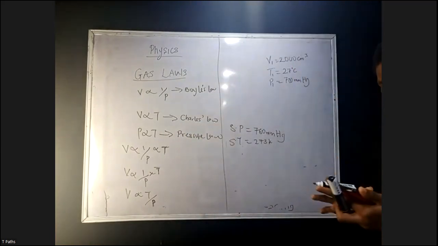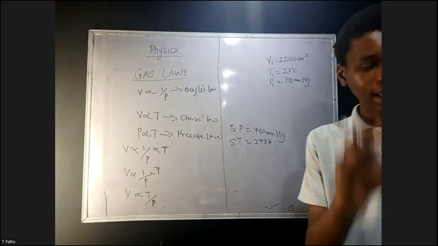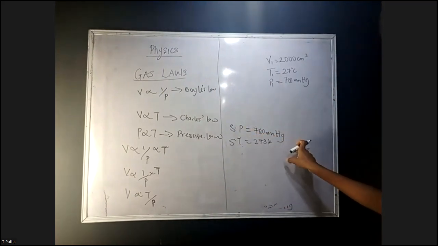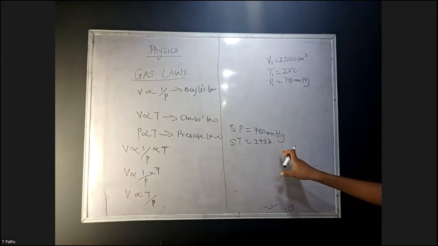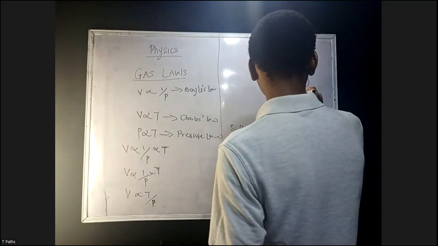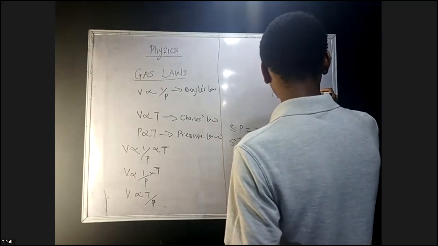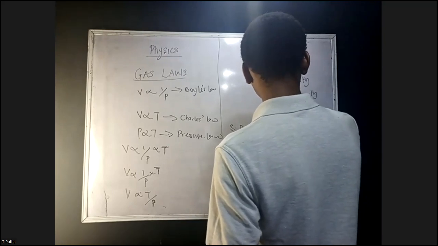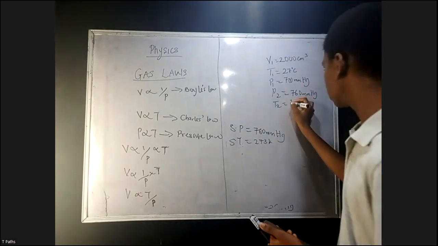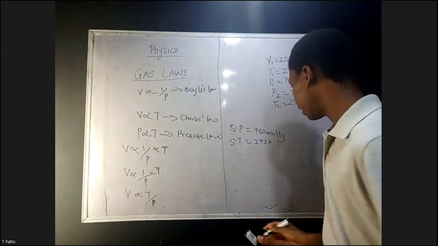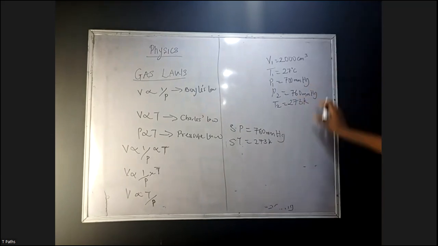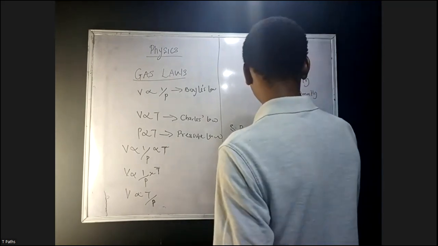So the question says, what is the volume of the gas at standard temperature and pressure? Which means my pressure is 760 millimeter mercury and the temperature is 273 Kelvin. So my P2 here is going to be 760 millimeter of mercury, while my T2 is going to be 273 Kelvin, which is the standard temperature of all gases. What I want to find is the volume of that gas at the standard pressure and standard temperature. So V2 is my unknown.